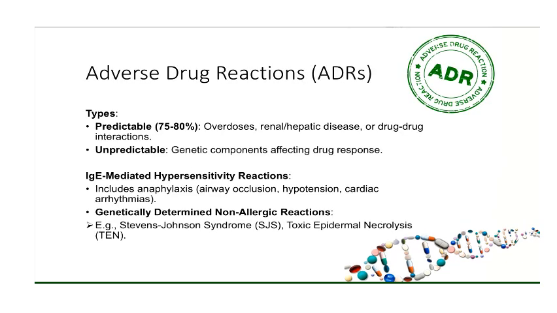Adverse drug reactions fall into two categories: predictable, such as overdoses or drug interactions, and unpredictable, often involving genetic factors. Hypersensitivity reactions can be IgE-mediated, such as anaphylaxis, or genetically determined non-allergic immune reactions, such as Stevens-Johnson syndrome and toxic epidermal necrolysis.